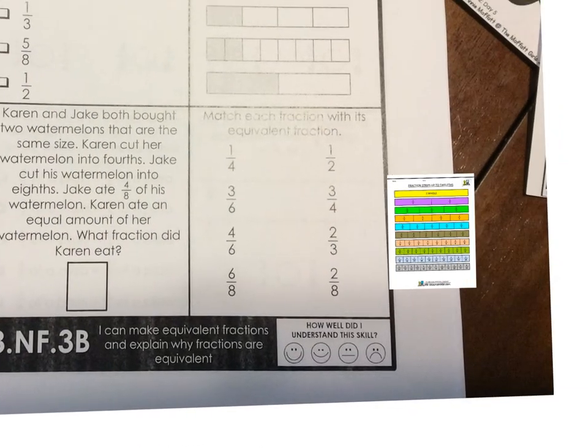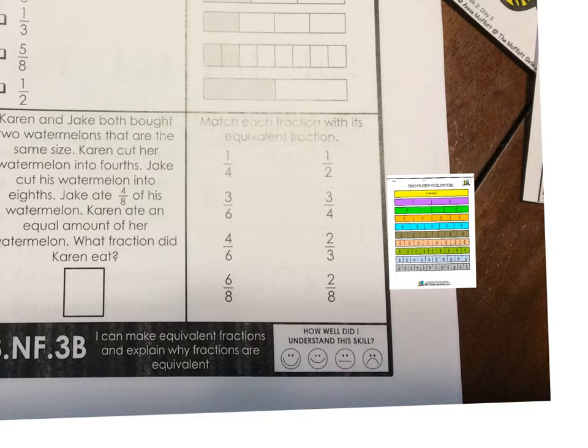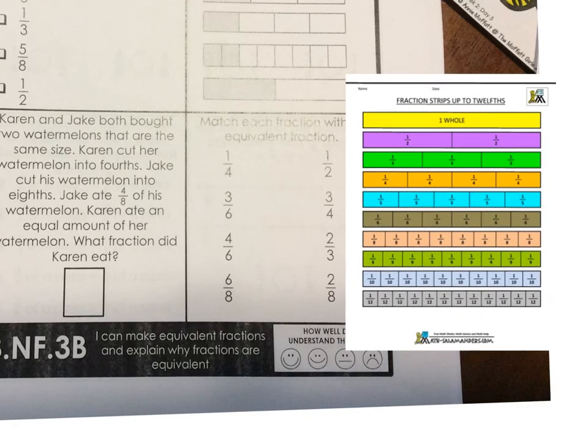Okay, so the last one, it says here, match each fraction with its equivalent fraction. Okay, I'm going to do the first one with you. So the first one's 1/4. Okay, is 1/4 equivalent to a half? Well, let's use our tool. Okay.